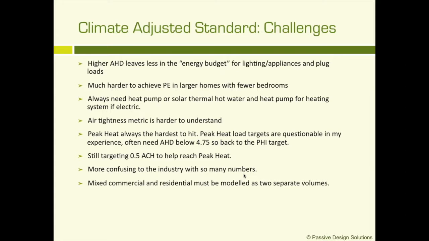We've been achieving 0.4 to 0.5 very regularly on projects, so we're confident in doing the energy model at that level. Whereas in the CFM per square foot metric, on a smaller house you can have an air change up to about 1 and still meet the PHIUS target there. But we can't reach the peak heat load target, so we're still targeting quite a low air change per hour. We find that the targets are a bit more confusing to the industry because there are just so many more numbers out there.